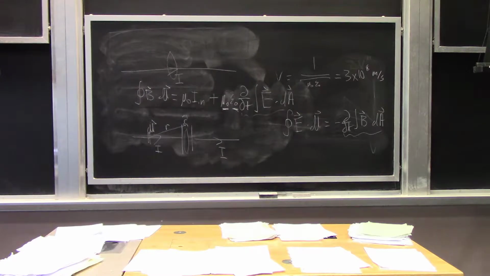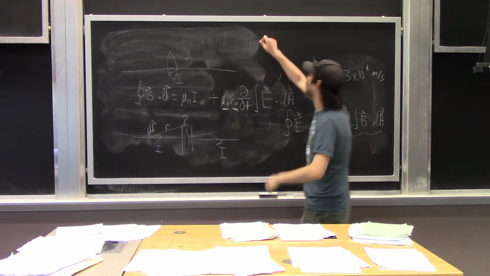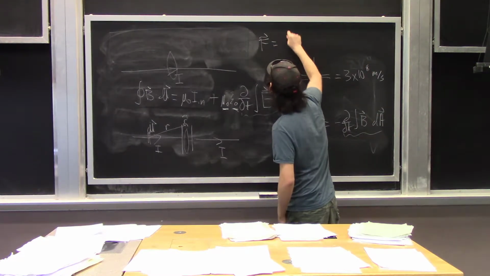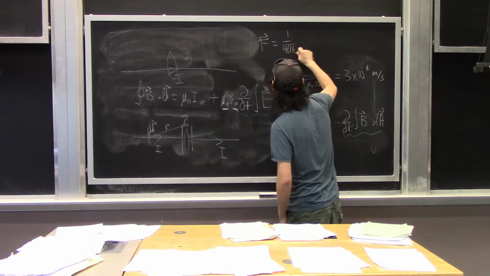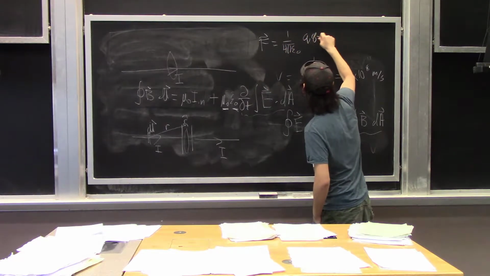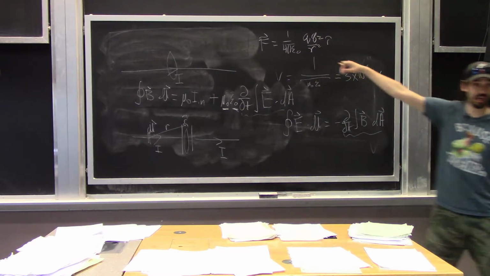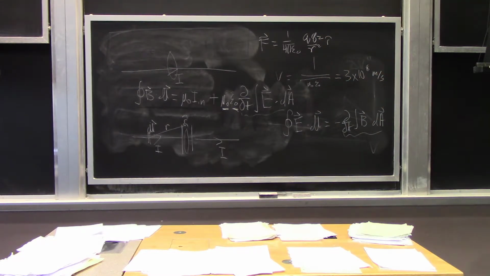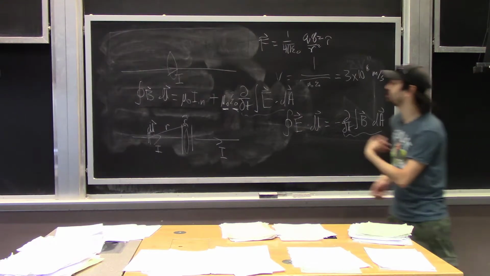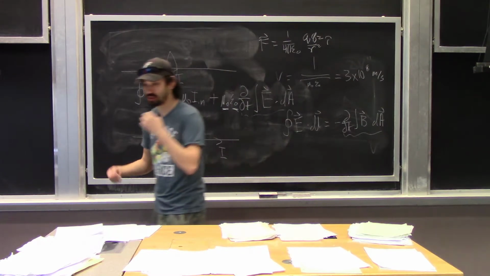The first time we encountered epsilon naught was when we were writing down Coulomb's law, right? So the force between two charges. That's epsilon naught, and it says something about the way that an electric field propagates in a vacuum. Mu naught says something about how a magnetic field propagates in a vacuum.